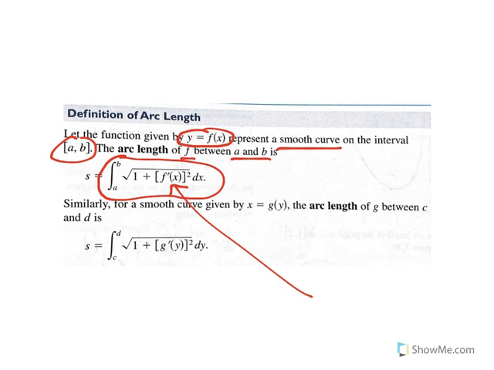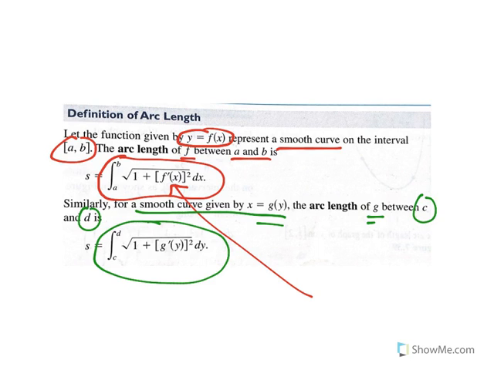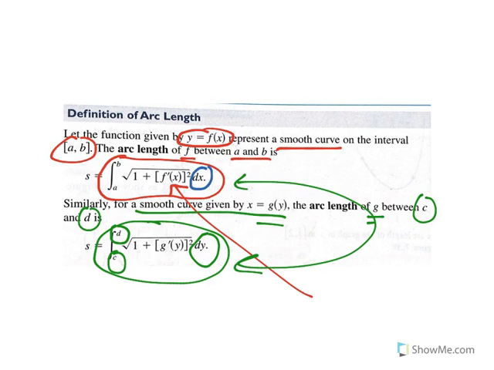Similarly, for a smooth curve given by x is equal to a function of y, the arc length of g between y is equal to c and y is equal to d is given by this definite integral. And of course, it's really the same as the first, but you just have integration with respect to y. So the limits of integration are y values. In the first one, you have integration with respect to x.